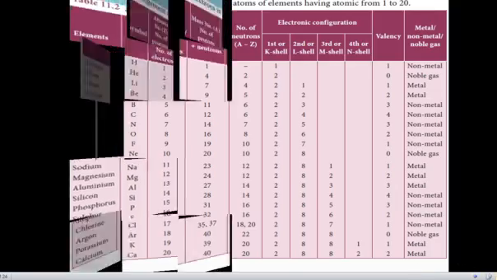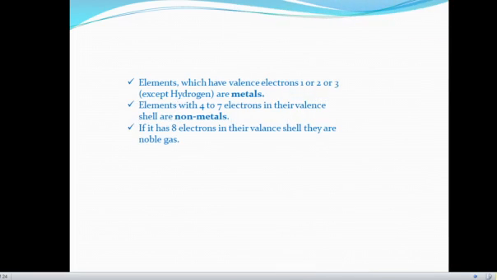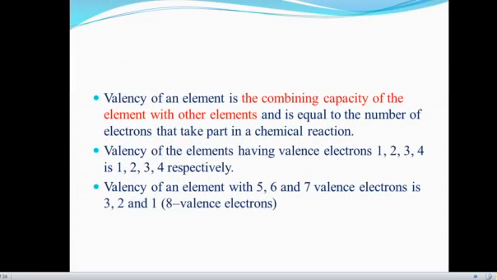So are you able to follow me? Elements which have 1, 2 or 3 electrons in the valence cell are known as metals. If it has 4 to 7 electrons in the valence cell then it is called a non-metal. If it has 8 electrons in the valence cell they are known as noble gases. Okay, so next we are going to discuss valency.